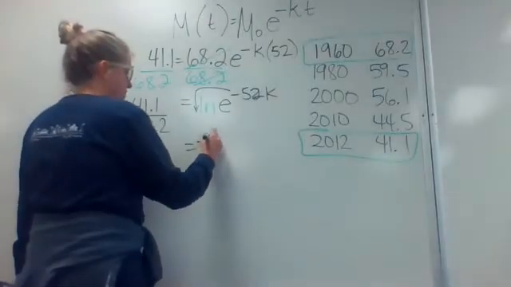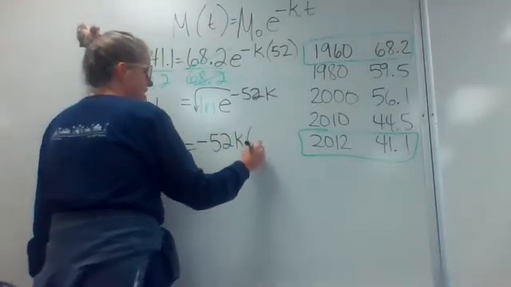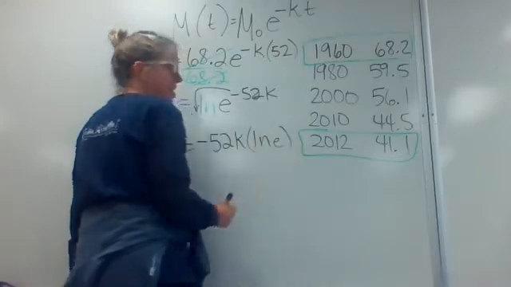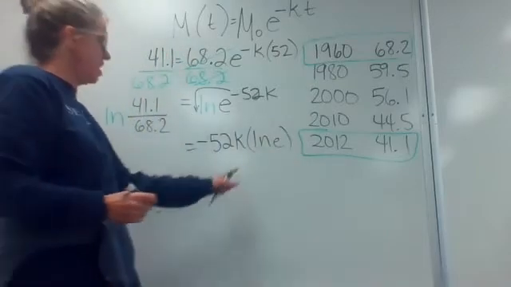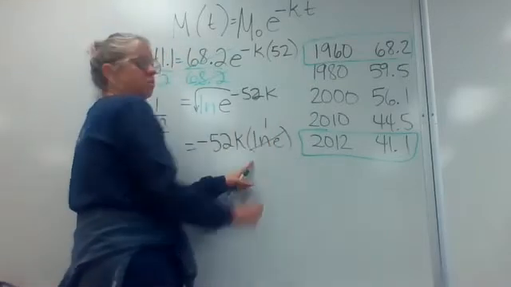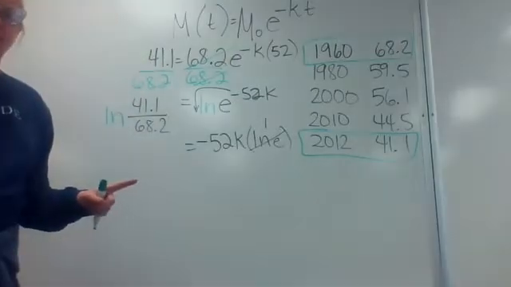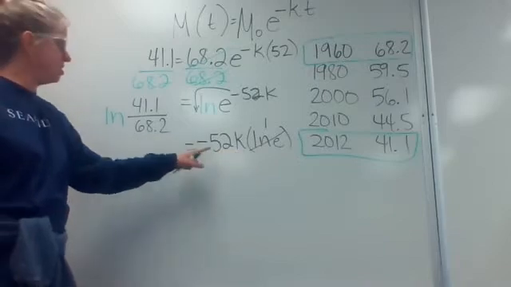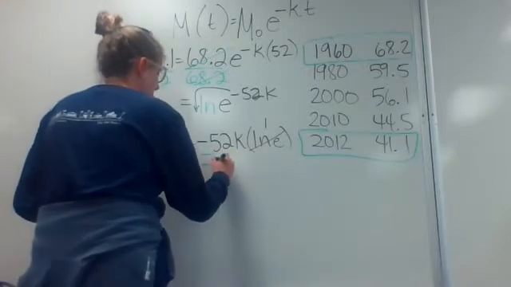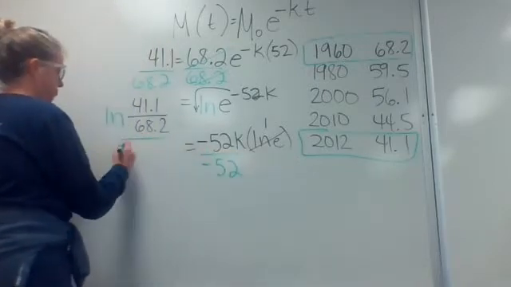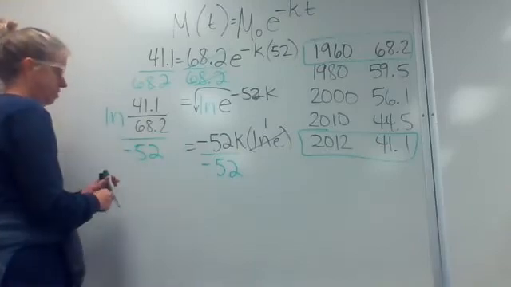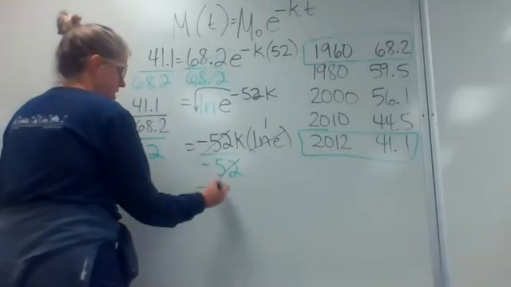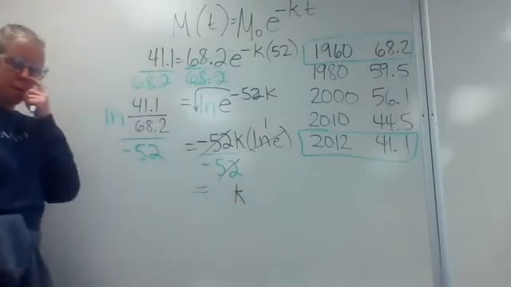That now tells me I can bring that negative 52k down. So I've got negative 52k times ln e. And what's ln e equal to? 1. So in order to get this k by itself, I just need to divide both sides by this negative 52. That'll cancel. There's my k.